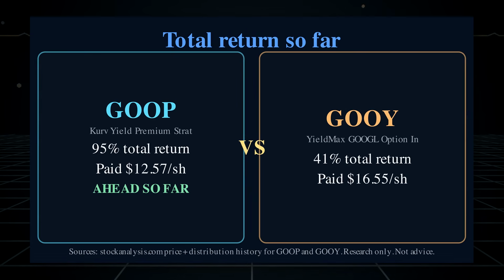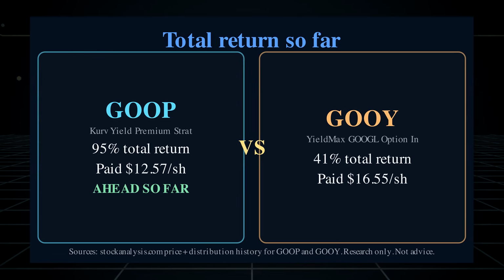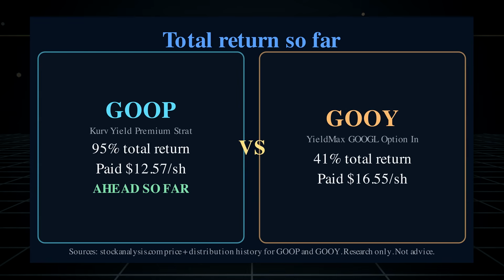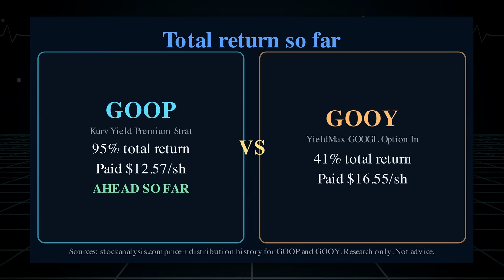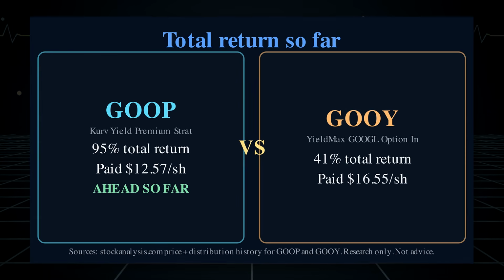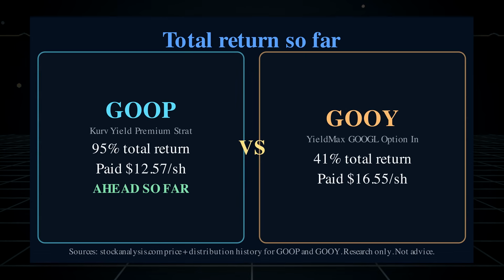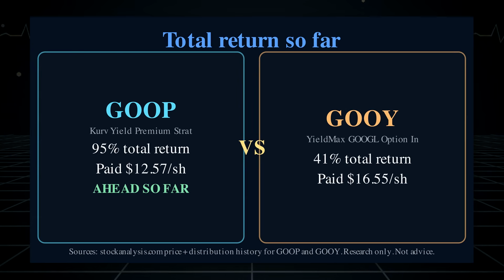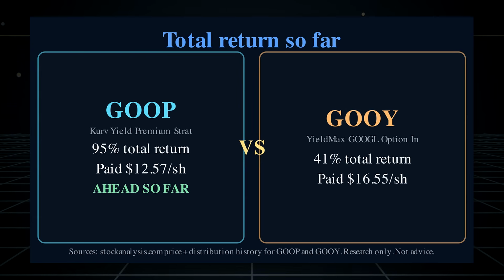For GOOP, the answer is emphatically yes. Its simple distribution inclusive return since launch is positive 95%. That result is stronger than its already positive NAV path because the shareholder also received the cash stream. The important story is balance. GOOP did not need distributions to disguise a collapsing share base. Capital appreciation and cash delivery worked in the same overall direction.